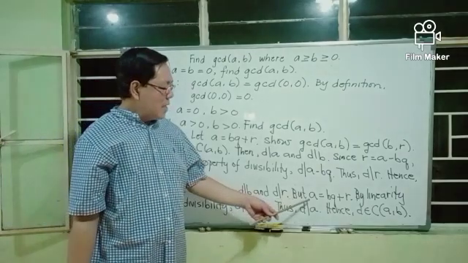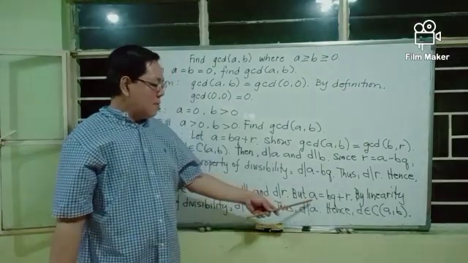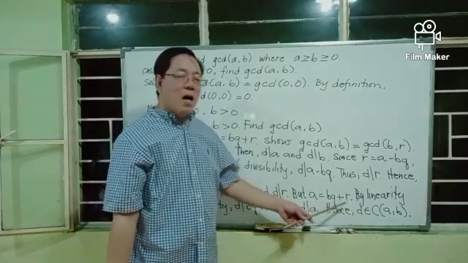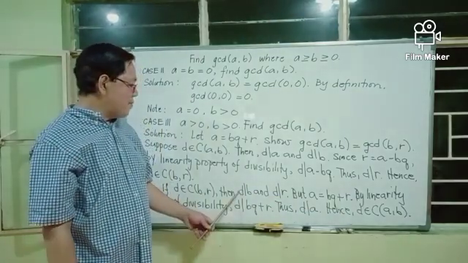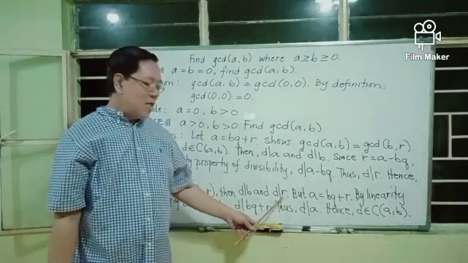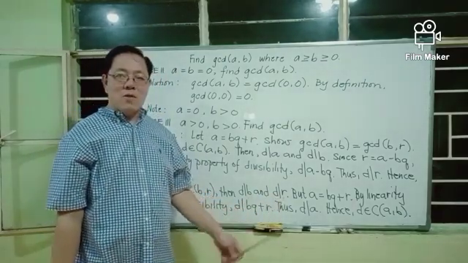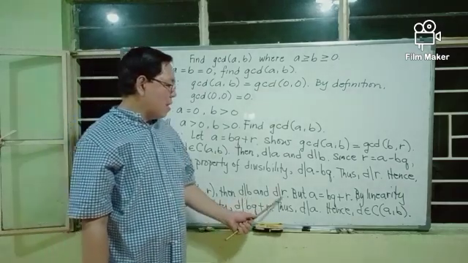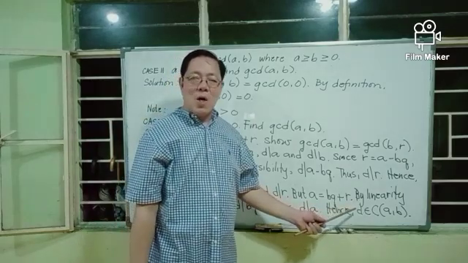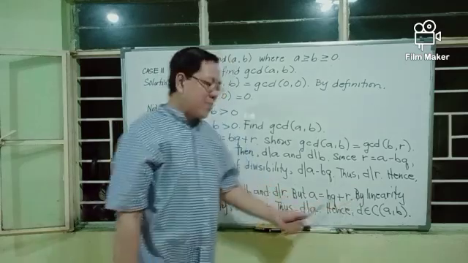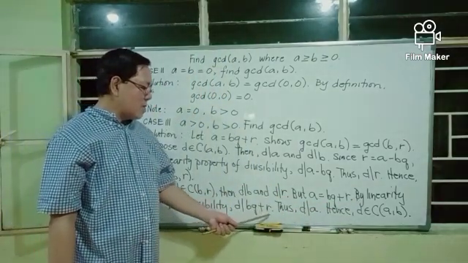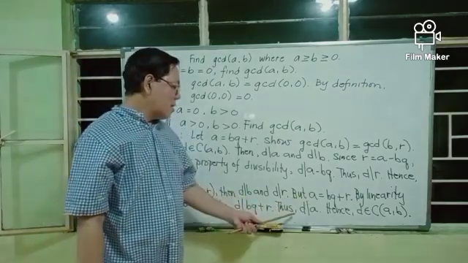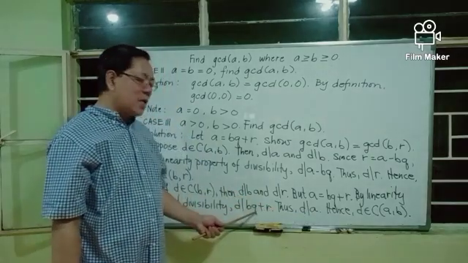Again, we let A equal BQ plus R, which means the sum BQ plus R represents a linear combination of B and R. By the linearity property of divisibility, if D divides B and D divides R, the linear combination of B and R is also divisible by D. Therefore D divides BQ plus R, a linear combination of B and R. But BQ plus R is equal to A, thus D divides A.